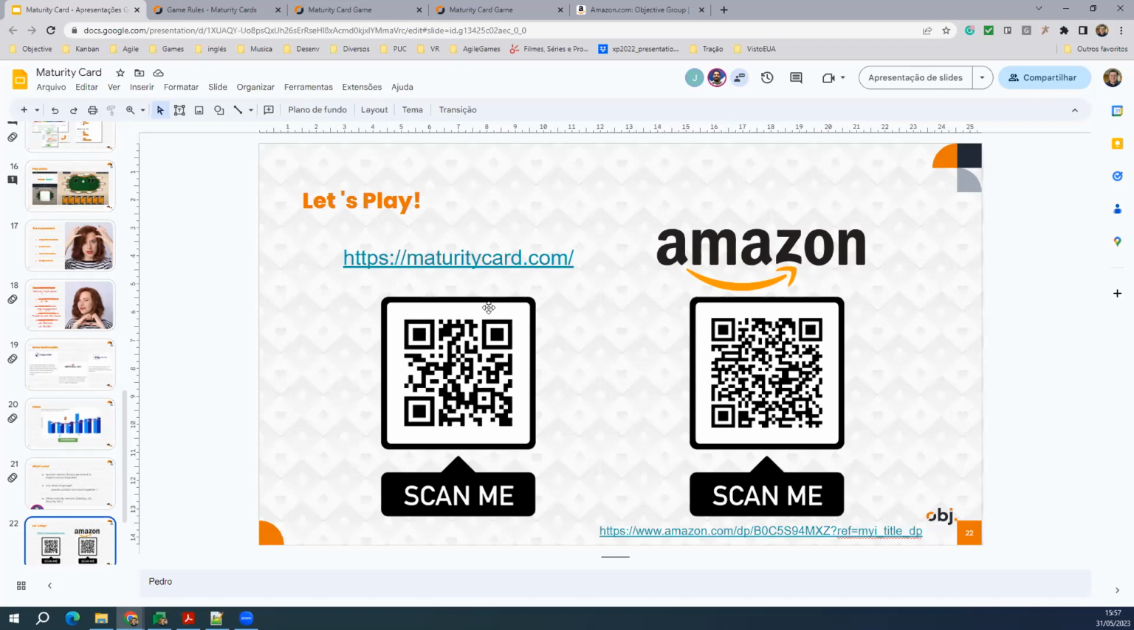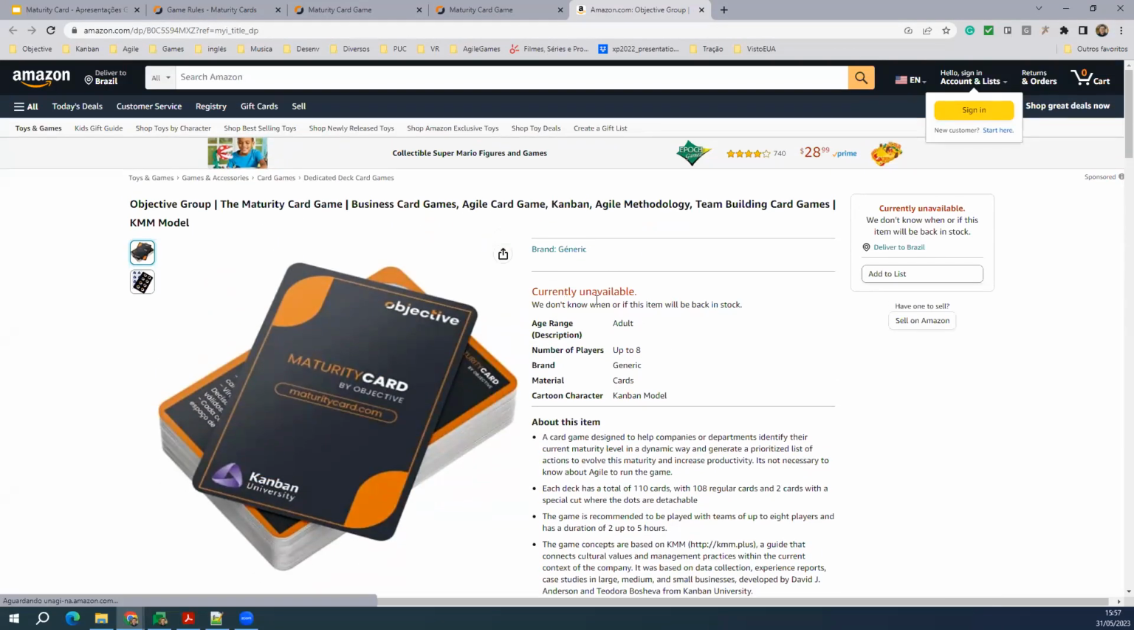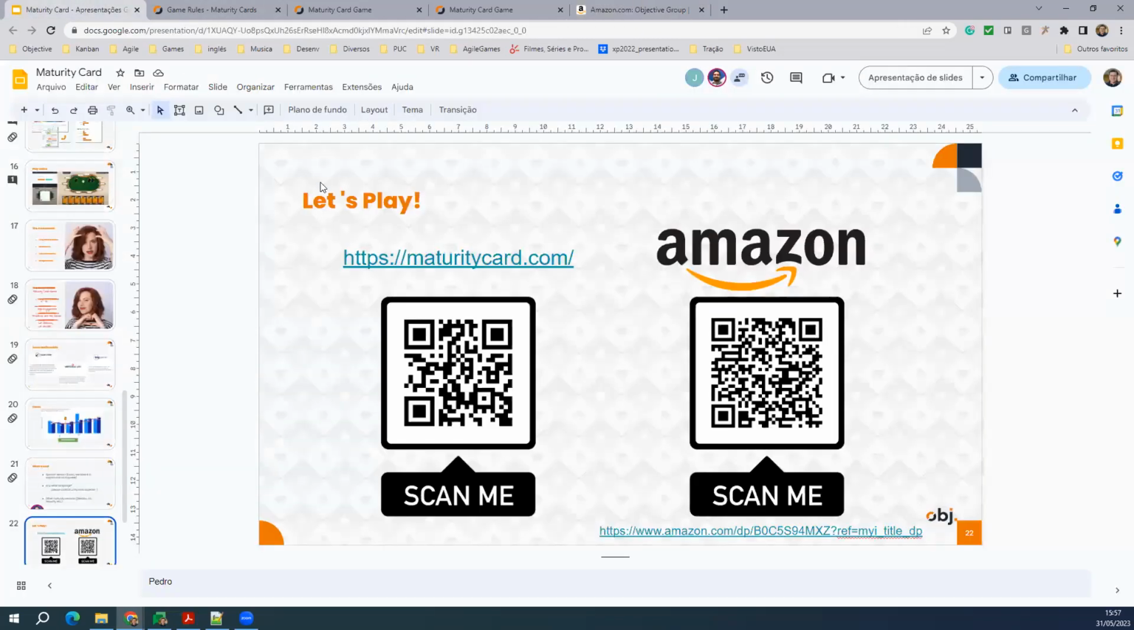The physical version, we tried to put on Amazon until today. In fact, we have it on Amazon, but it's currently unavailable because we need some approval from Amazon. We think that tomorrow, or at least on Friday, we will have it available on Amazon. Right. Some logistics, something about lead time. I just don't know what yet, right?